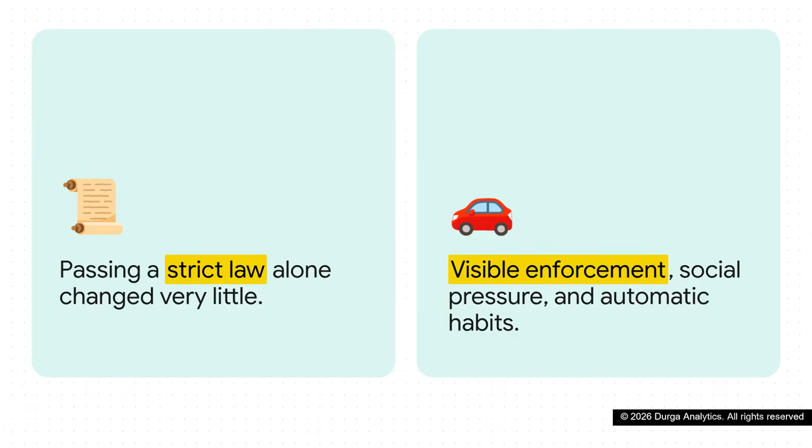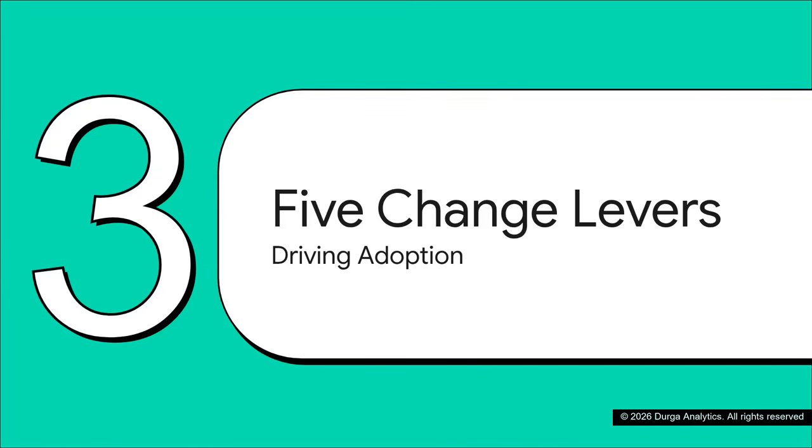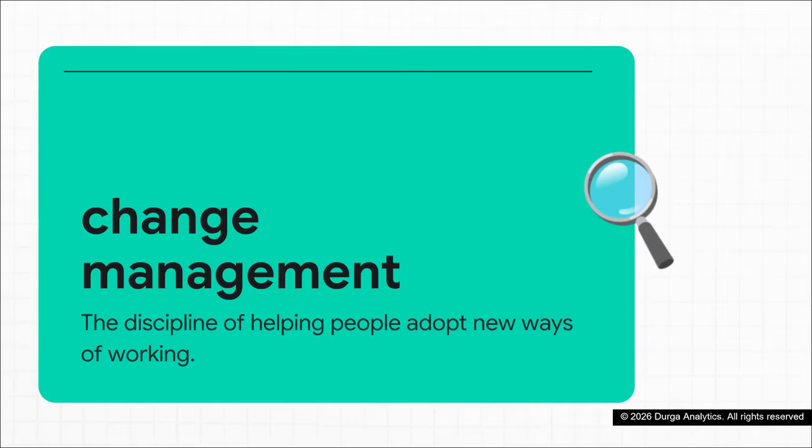Writing a great data policy and just posting a PDF on your company intranet does absolutely nothing on its own. Behavior changes through modeling, through habit, and by making the right thing the easy thing. All right, section 3, 5 powerful change levers. First, let's just make sure we have our vocabulary dialed in.